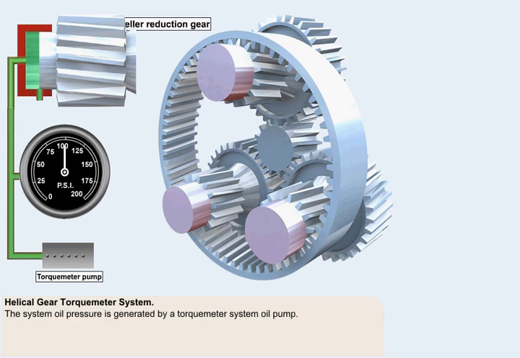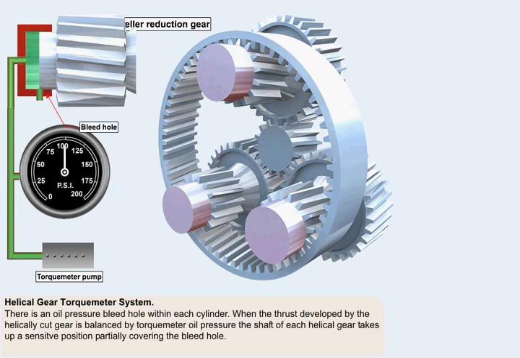The system oil pressure, which in some systems can have quite a high value, for instance the Proteus engine is capable of developing about 800 pounds of torque, is generated by a torque meter system oil pump. In this system, which is similar to that used on the Rolls-Royce Dart engine, there is an oil pressure bleed hole within each cylinder. When the thrust developed by the helically cut gear is exactly balanced by torque meter oil pressure, the shaft of each helical gear takes up a sensitive position, partially covering the bleed hole.